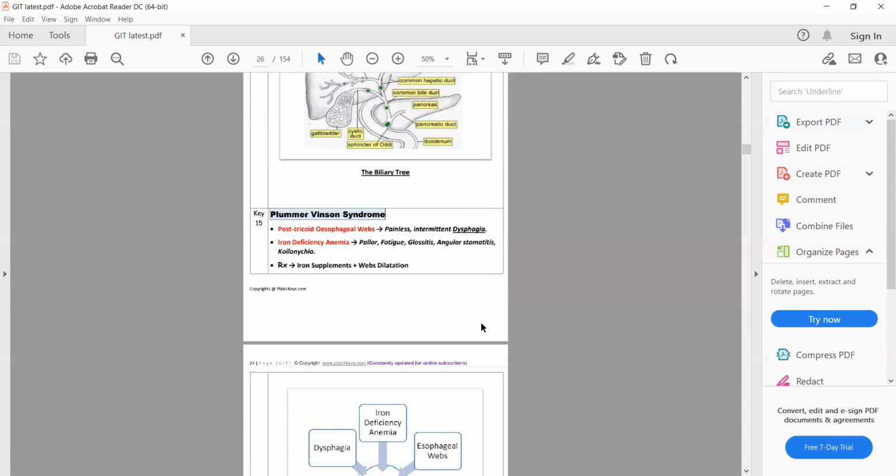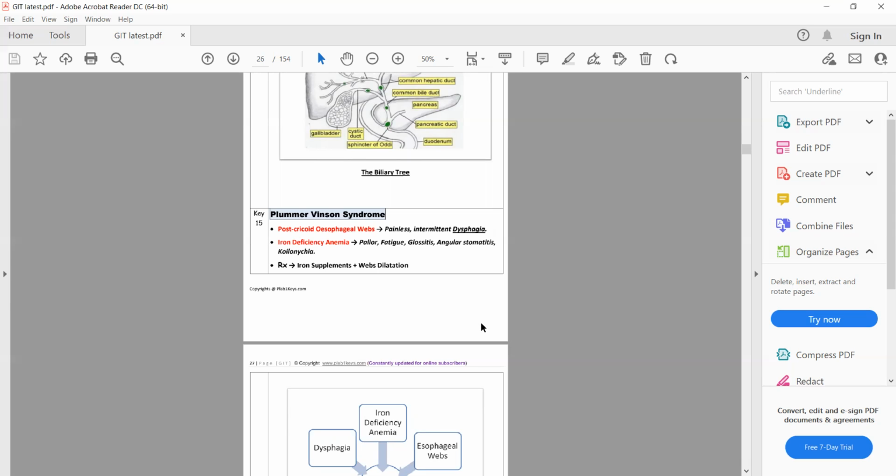Now, in yesterday's lecture, we discussed the causes of dysphagia. Can someone revise the causes of dysphagia that we discussed yesterday? The causes of dysphagia. Yes, please.